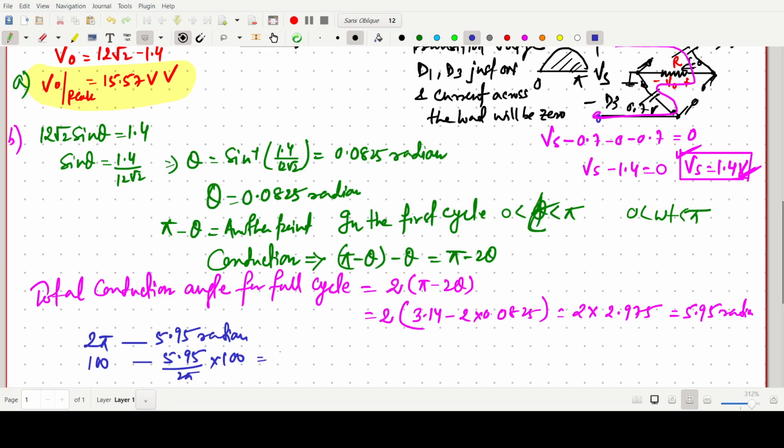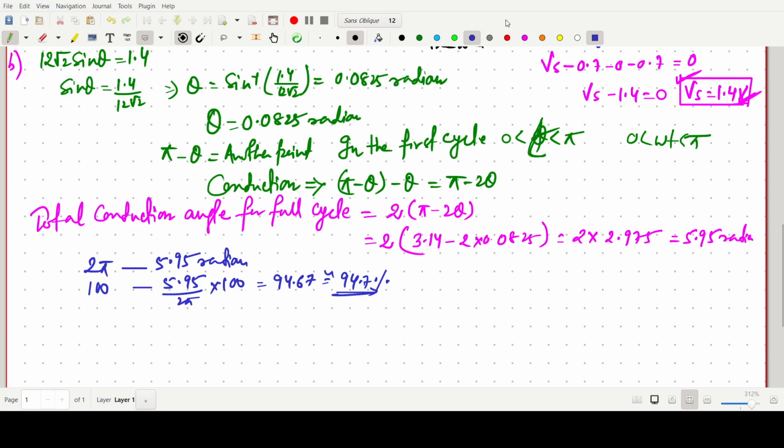So it will come nearly 94.67, okay, 697, or simply 94.7. Okay, 7%, the conduction. Okay, so this one is the fraction of conduction.